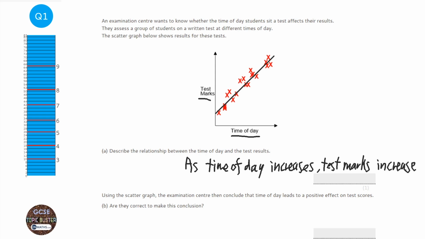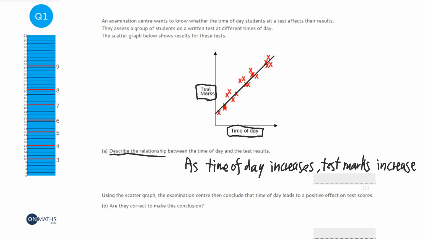Because they're going up, it's a positive correlation. There's a difference between writing the type of correlation and describing the relationship. When you're describing the relationship, it's just as the one at the bottom increases, the one up the side either increases or decreases. It says, using the scatter graph, the examination centre concludes that time of day leads to a positive effect on test scores. Are they correct to make this conclusion?